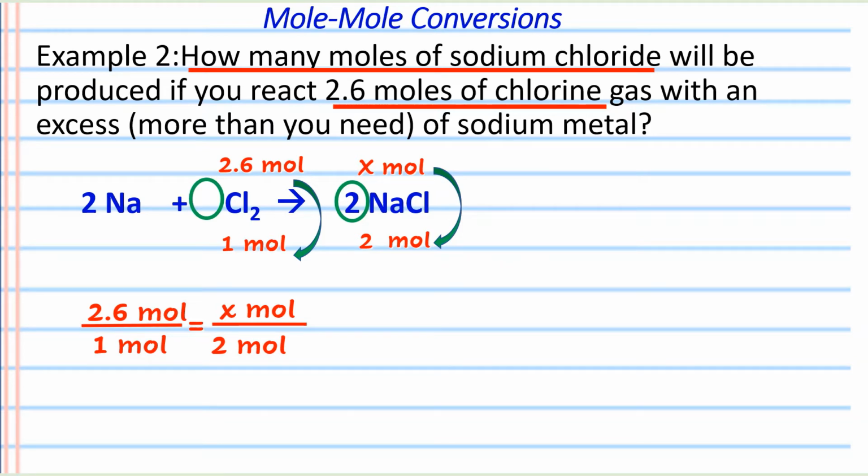And our last step is to cross multiply and divide. So we have 1x should be equal to 2.6 times 2. It comes out to be 5.2 moles of NaCl.